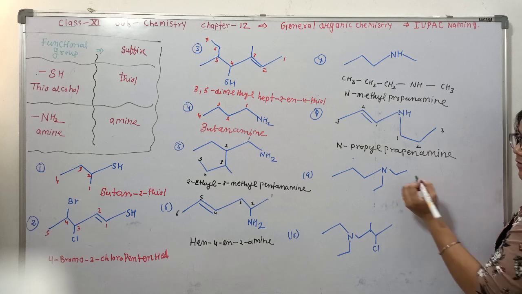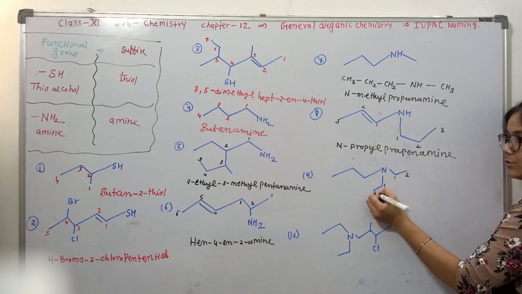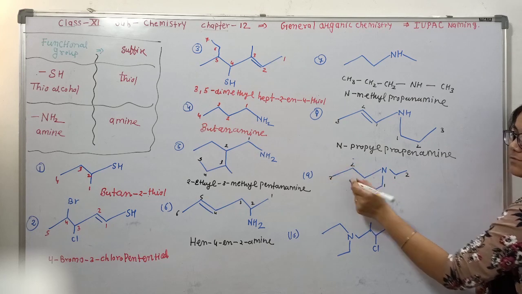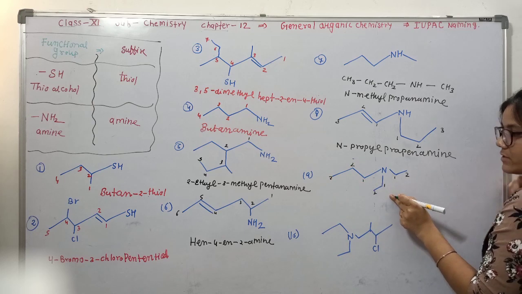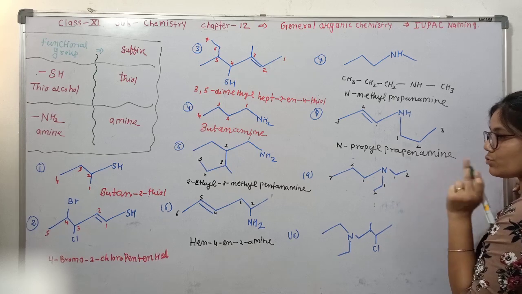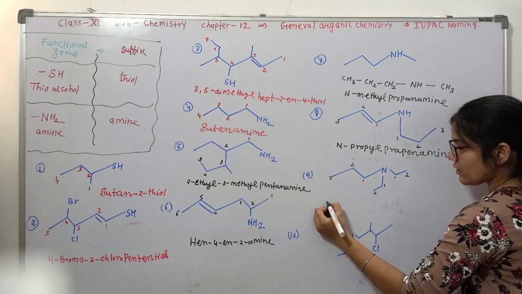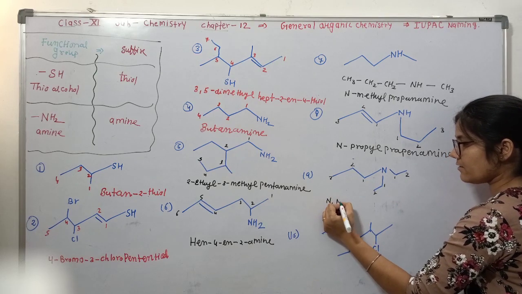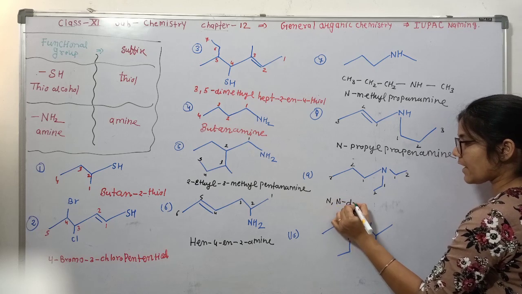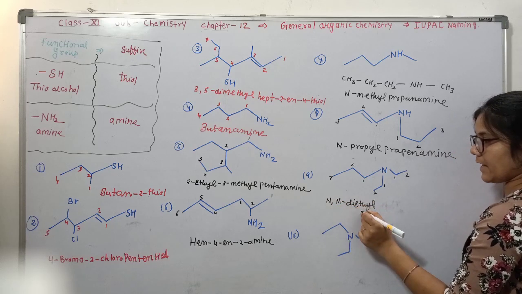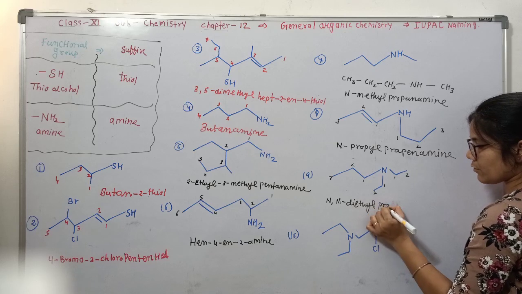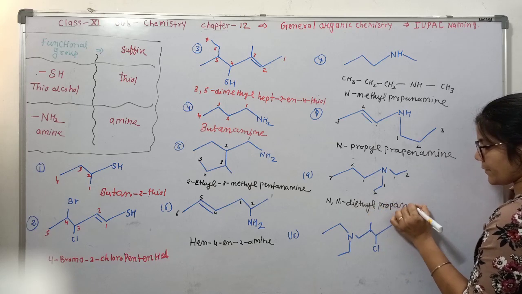Next, now another hydrogen is replaced by a chain. So now we have 1, 2, 1, 2, 1, 2, 3. This one will be our parent carbon chain and these two are the substituents. The substituents contain 2 carbons. So we'll write N,N diethyl propanamine.